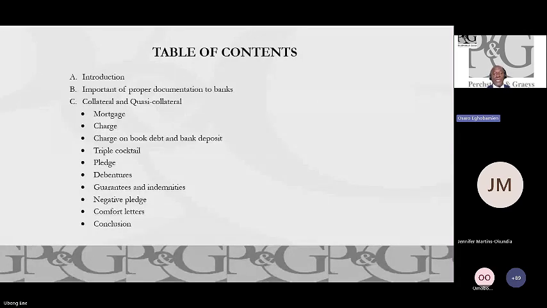I would obviously spend a lot of time on the other quasi-collateral, what I call artificial security. They are just as effective, but they are not securities. And by that, I'm talking about guarantees, indemnities, negative pledge, comfort letters, and then I would leave some time for question and answers.